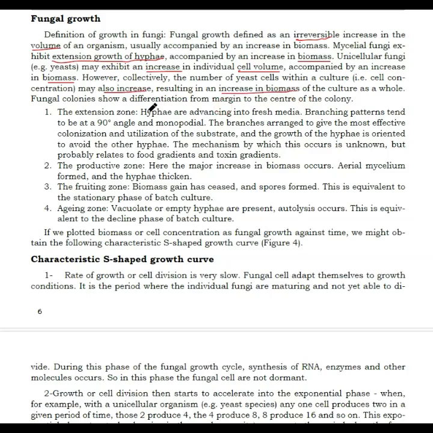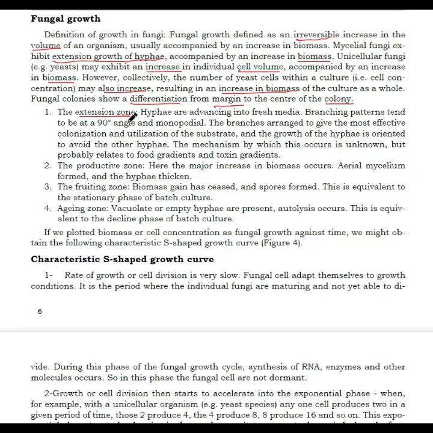of the culture. And fungal colonies show a differentiation from the margin to the center of the colony. The differentiation is from the margin to the center. And in the case of yeast, the number of cells can also increase. So first, the extension zone.